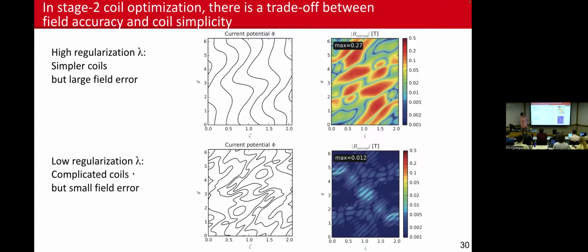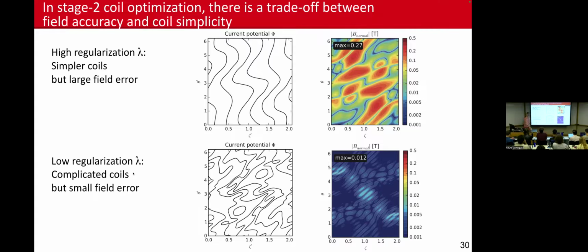Okay, I'm going to skip past. This is just a quick slide showing as you change lambda, you get very different solutions. Okay? So if you have lots of regularization, you get simple coils, you get a simple looking current potential in this phi theta space, but you get very high errors in the field on the plasma you're trying to match. And similarly, if you turn down the regularization, you get more complicated coils, but you get a much better solution on the plasma surface. But the current potential got a lot more complicated.